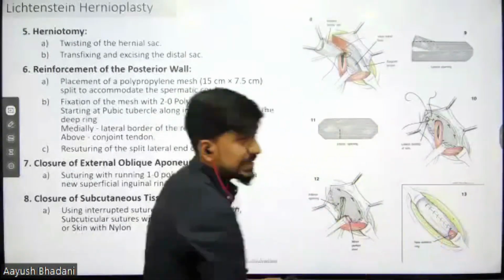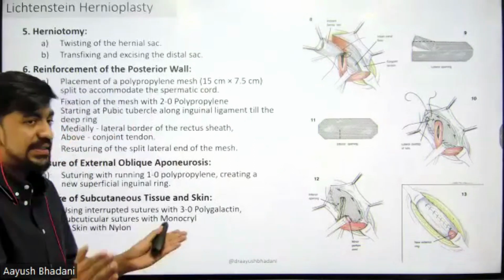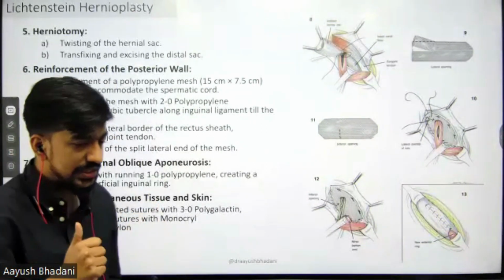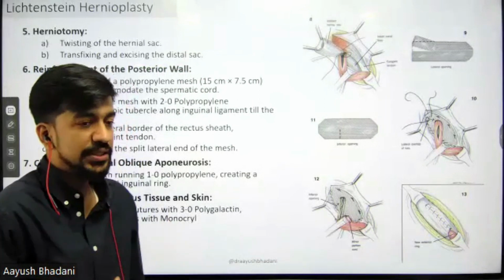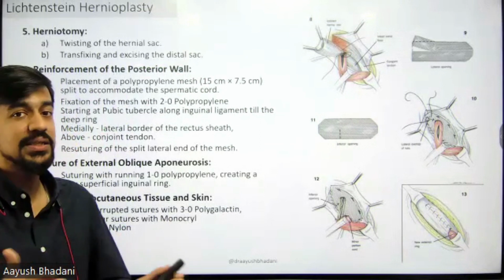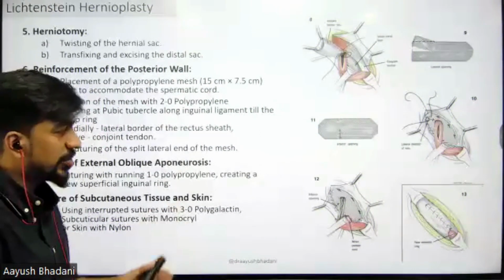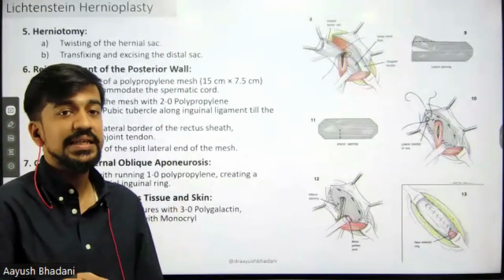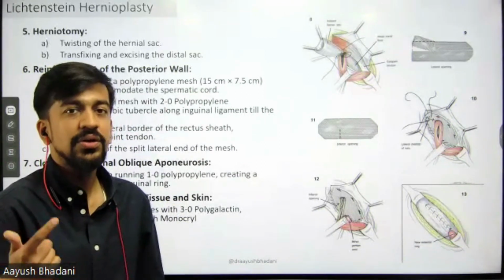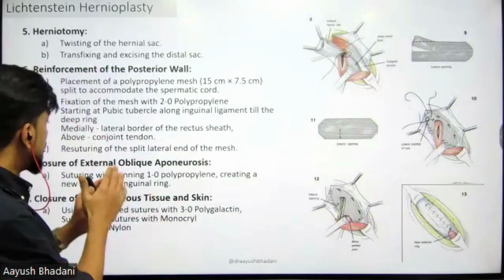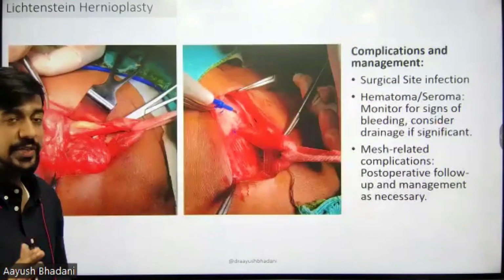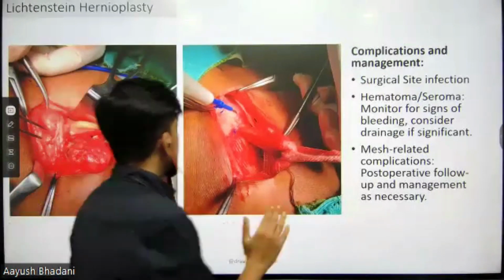So we need to stitch back the external oblique aponeurosis, the subcutaneous tissue and the skin. Again, the question: how do we stitch back the fascia? Either with a PDS or ideally with a vicryl. How do we stitch back the subcutaneous tissue? With a vicryl. We talked about it. How do we stitch back the skin? Either with a nylon or a subcuticular monocryl or staplers. So this is all about a Lichtenstein tension-free mesh hernioplasty.